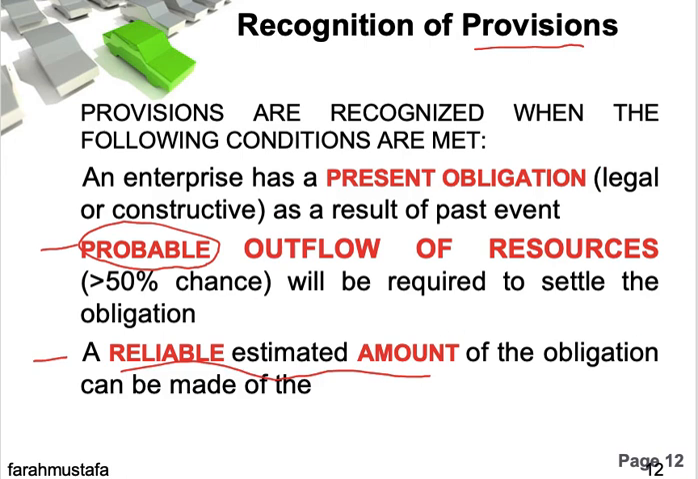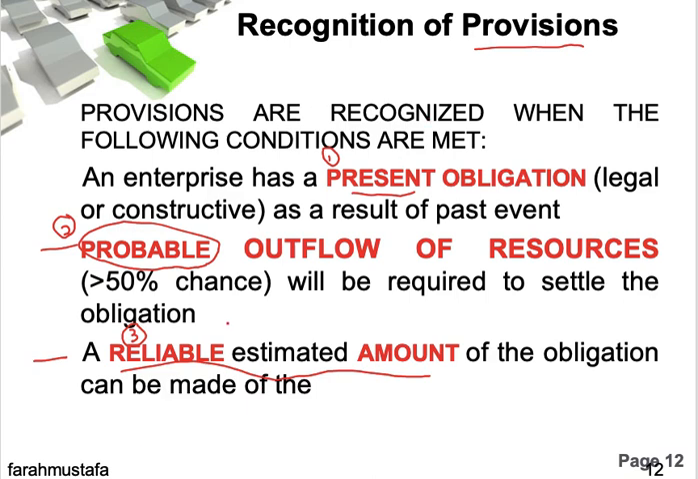Now, if I refer back to the conditions for a provision, there must be a present obligation, and then the outflow must be probable, and then the amount must be reliably estimated. So the first one we consider is the present obligation as a result of a past event. All these three must be there in order to be recognized as a provision.